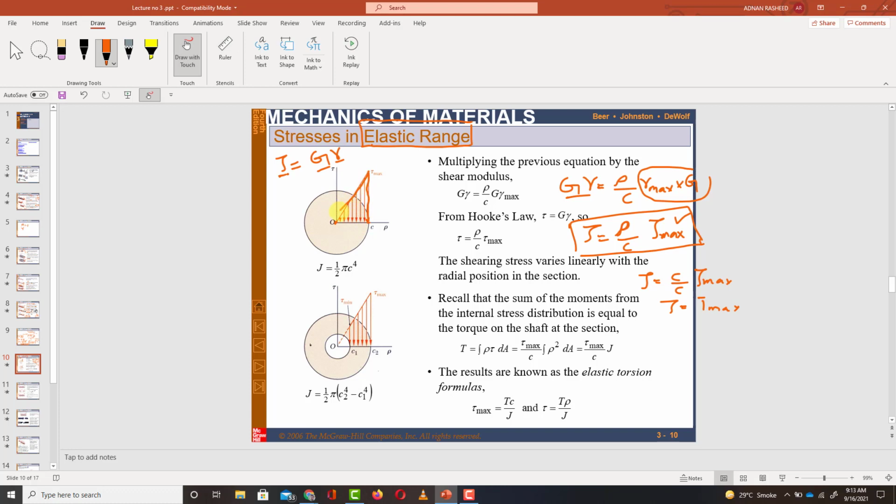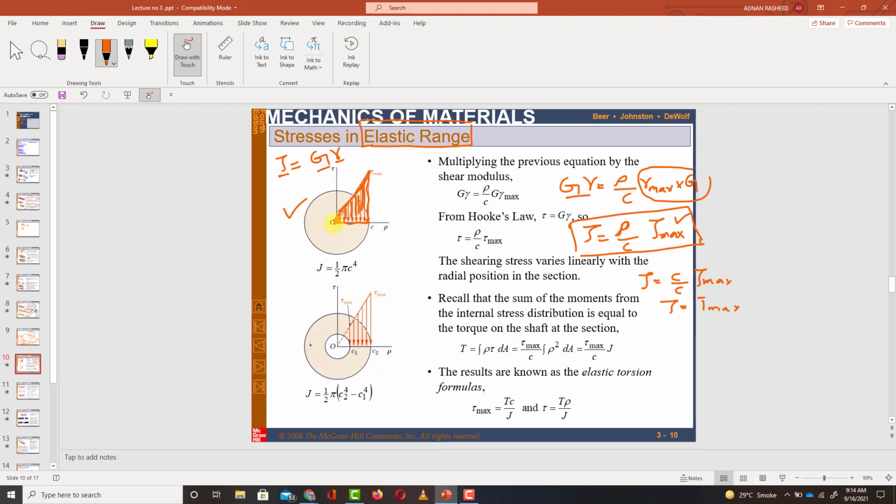So the variation of stress from 0, if you join this point with 0, so this triangle shows you the variation that shear stress is increasing from the center to the outermost and 0 at center. Clear? And this is only for the solid circular shaft. So if you have a hollow circular shaft, the thing will remain same, but in hollow shaft we have two radii, inner radius and outer radius as well. So I hope it's clear the stresses in elastic range and distribution of stresses in the shaft.